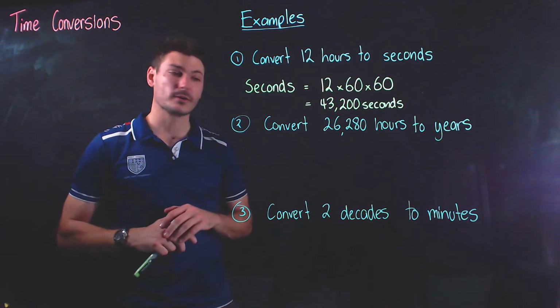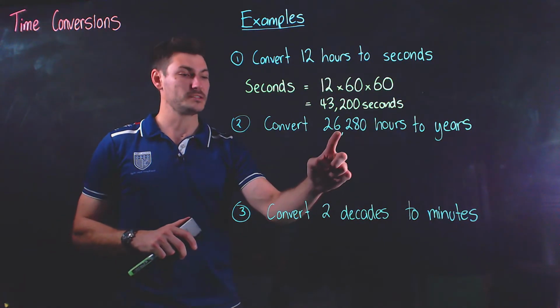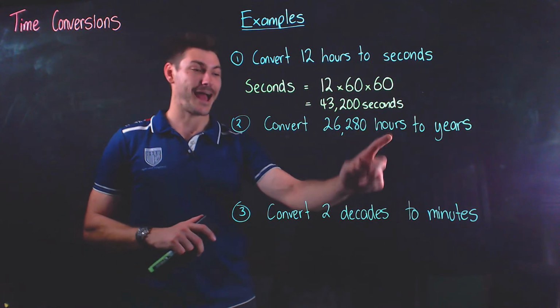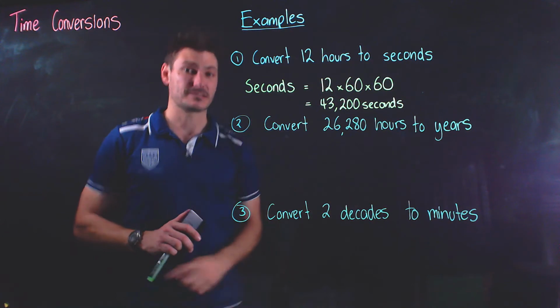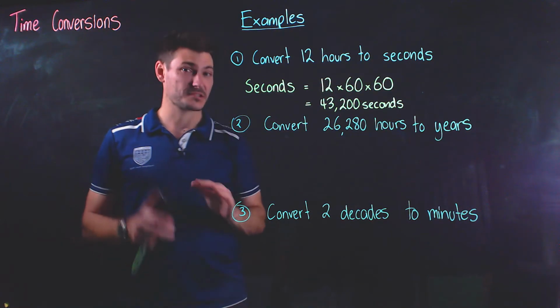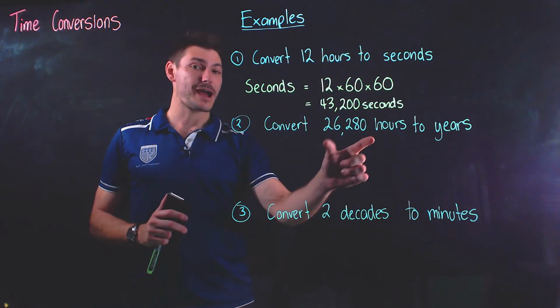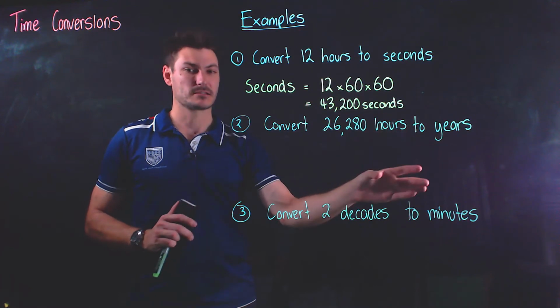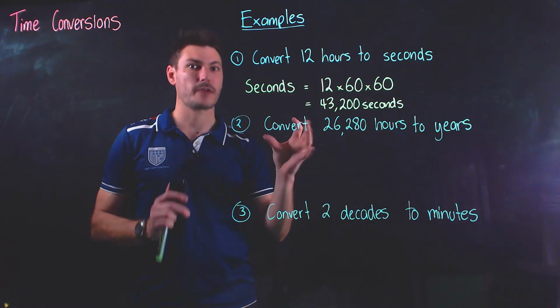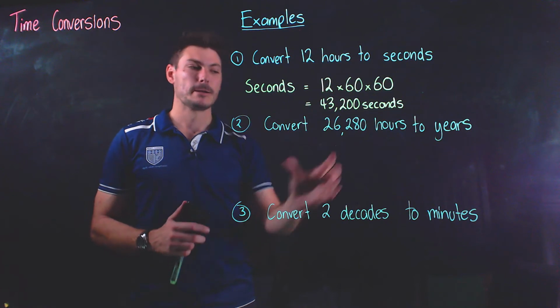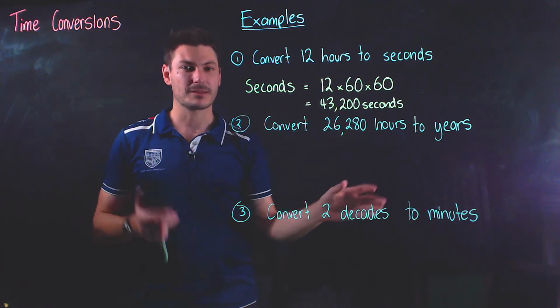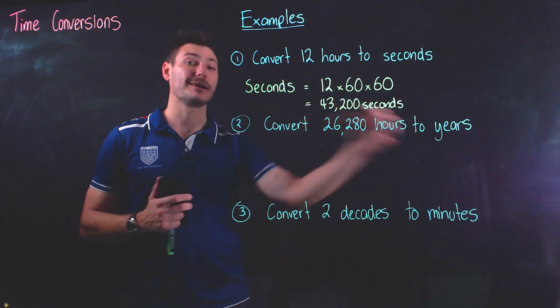Alrighty, now second question. We're going to be converting 26,280 hours into years. So in this case, it's the opposite scenario. For this many hours, we don't have as many years, right? There's going to be a lot of hours in each individual year. And so this many hours is not going to be that many years actually. So we're going to be dividing as we go.